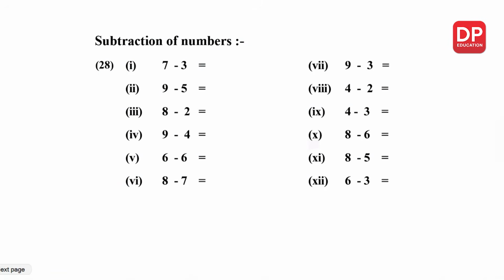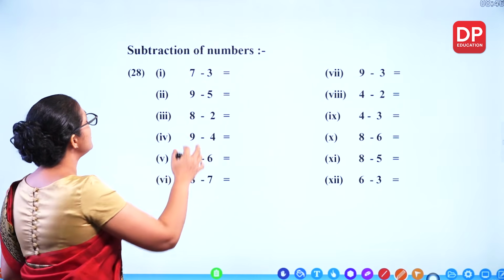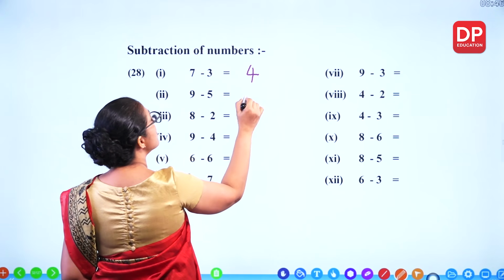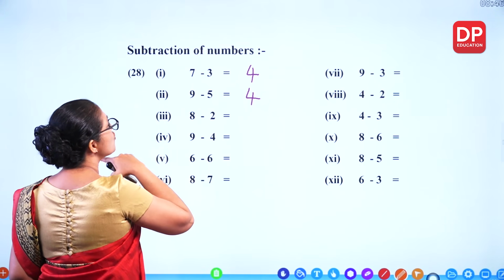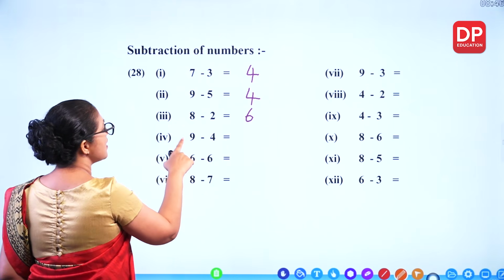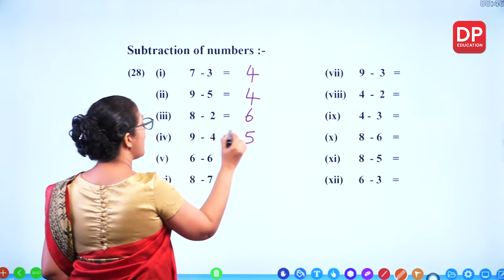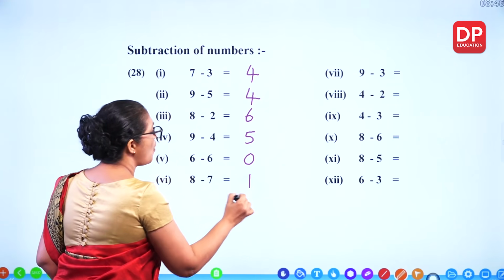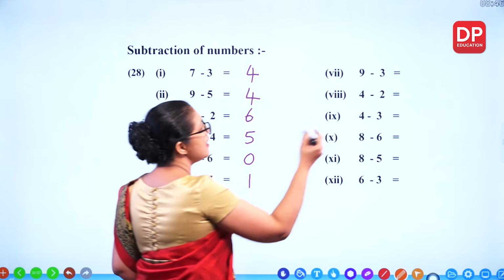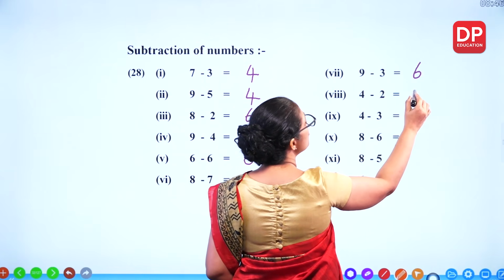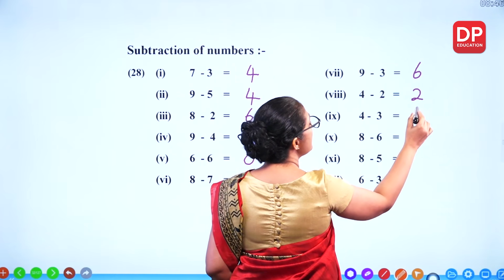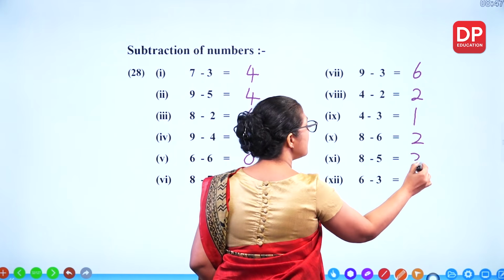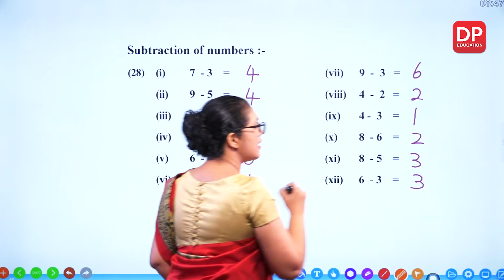Now we'll look at subtraction. So how do we subtract simple digits? 7 minus 3, get 4. 9 minus 5, that's also 4. 8 minus 2, 6. 9 minus 4, you get 5. 6 minus 6, you get 0. 8 minus 7, that's 1. 9 minus 3, 6. 4 minus 2, you get 2. 4 minus 3, you get 1. 8 minus 6, you get 2. 8 minus 5, that's 3. 6 minus 3, again 3.